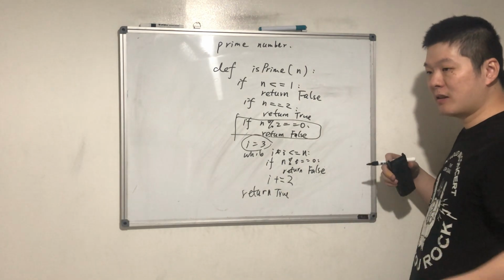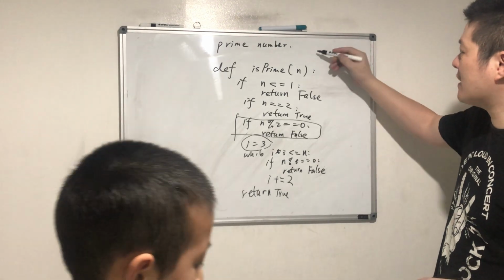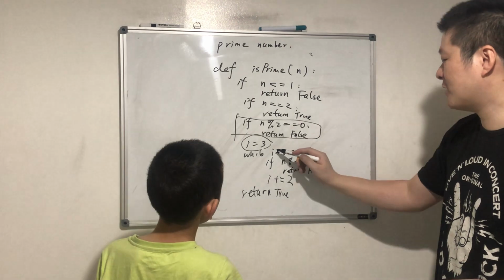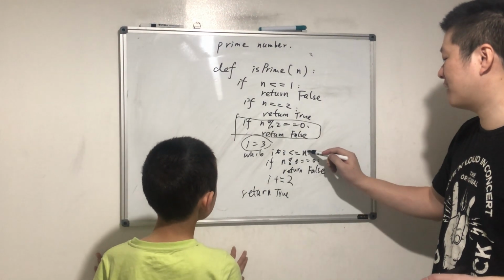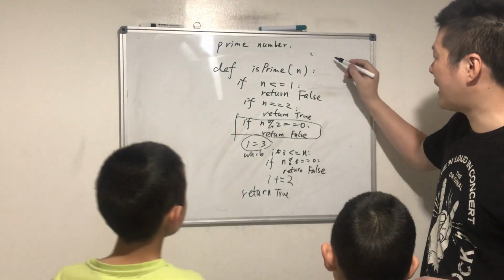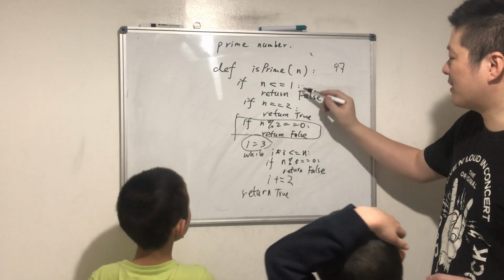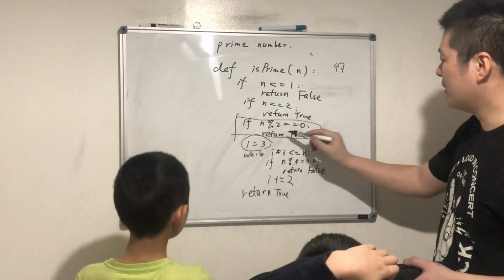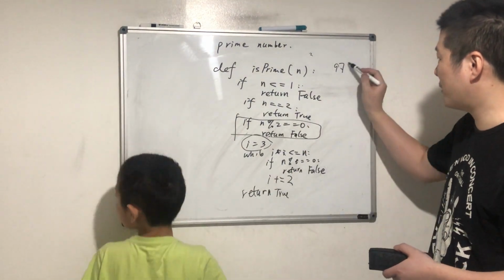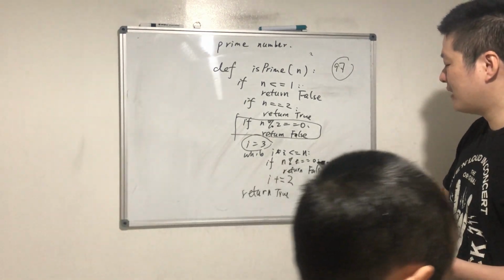If n equals 2, return true. If n is 3, come here. 3 times 3 is bigger than 3, it won't go in there, so return true. Let's say 97. Smaller than or equal to 1, return false, no. 2, no. Even number, no. I equals 3. 3 times 3, 9, smaller than 97, yes. Can 97 be divided by 3? No.